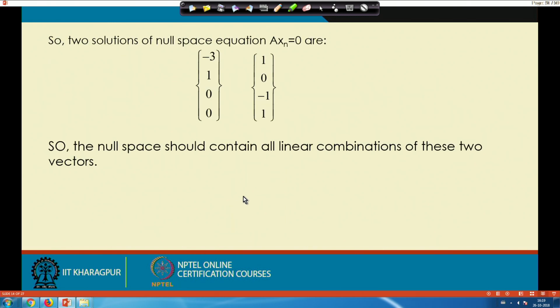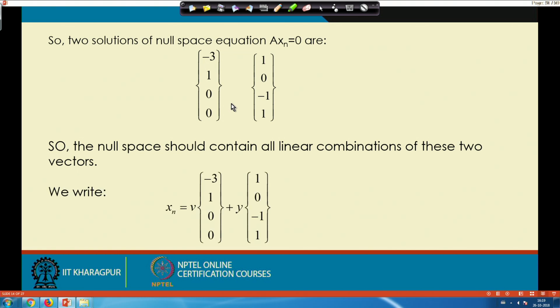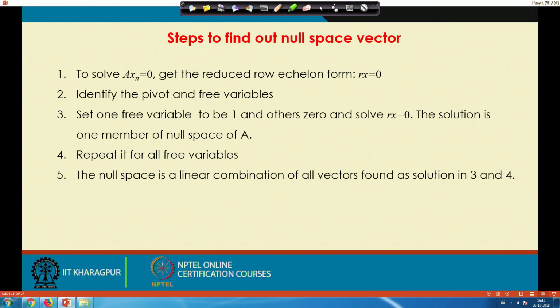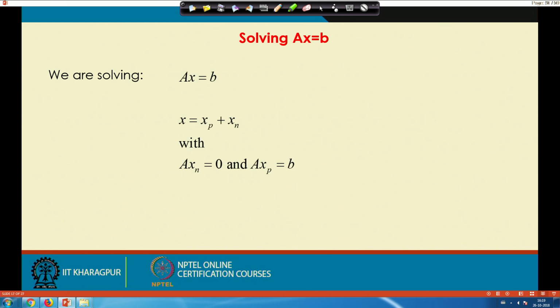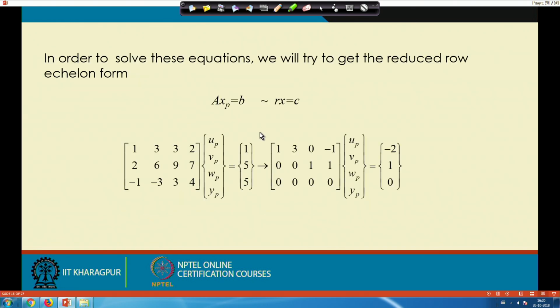So, these are the two basis vectors of the null space, and therefore any combination of them will be a null space vector. Then we go to the solution of the particular solution x_p. While solving A x_p = b, we again get a reduced row echelon form of A and the b vector. Earlier, when we were doing Ax = 0, we were also getting the reduced row echelon form.